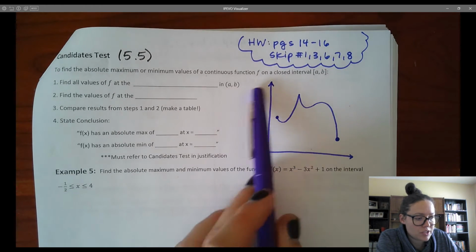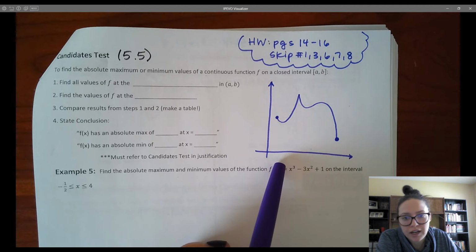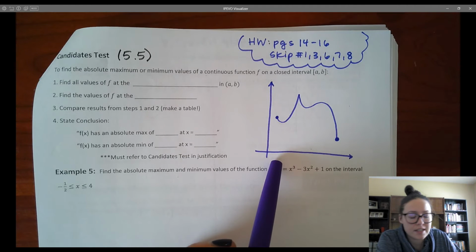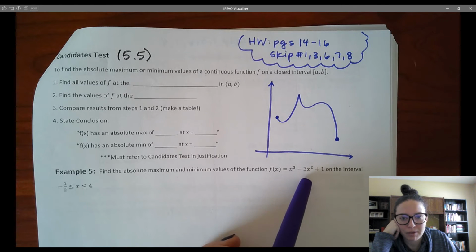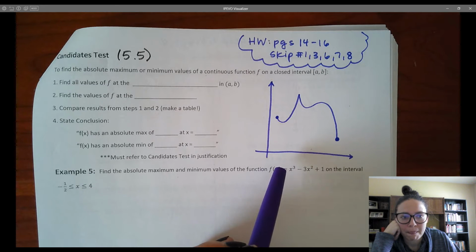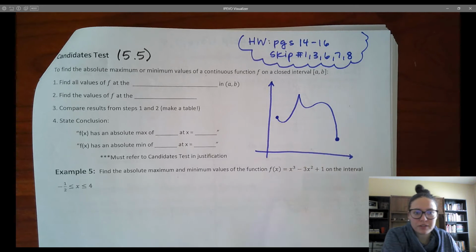I also just drew this graph to help us visualize what we're going to be talking about today. If you want to pause the video and sketch it so it matches, that would probably be helpful. And then when you're ready, you can restart the video.